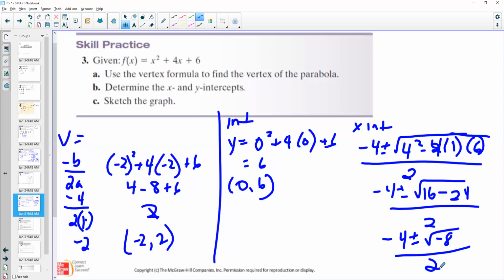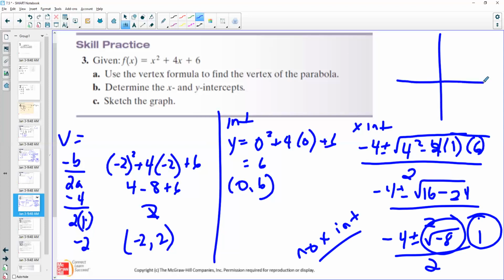So I'm going to get negative 4 plus or minus the square root of negative 8 over 2. Right here, I know this is going to be an imaginary number. So that tells me there's no x-intercepts. Again, that's fine. So now I'm going to graph. I know where the vertex is at negative 2, 2, right there. I know the y-intercept is at 0, 6, which is up here. So I'm going to draw a corresponding point over there. That makes that there. Oops, sorry. And there. And here is my parabola.